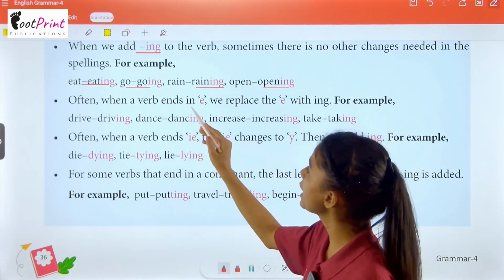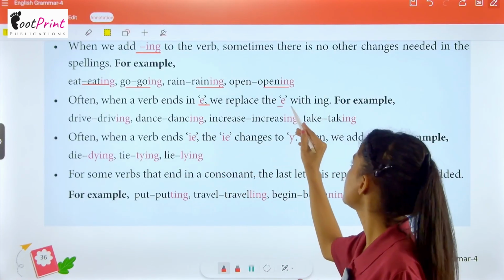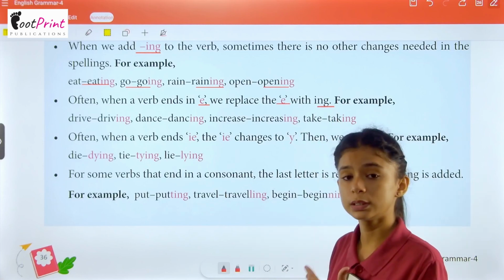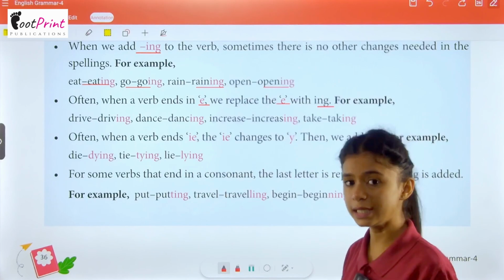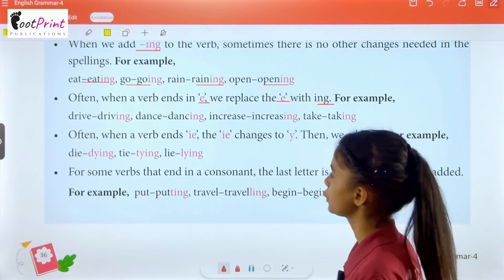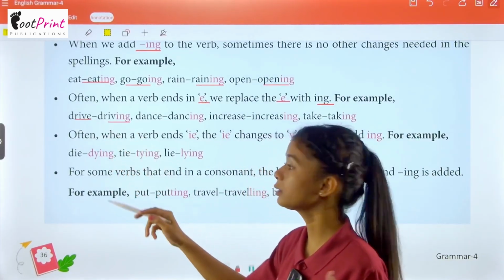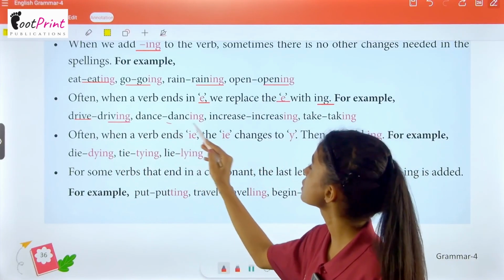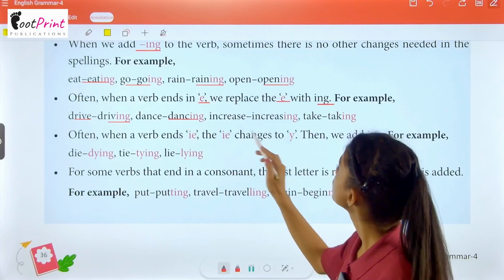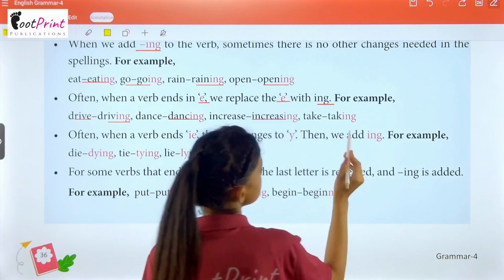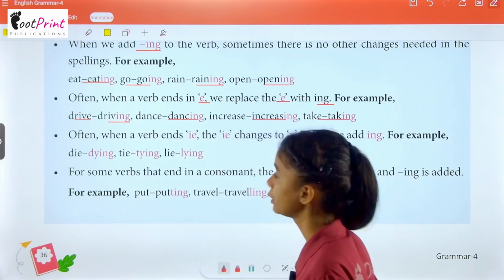Often, when a verb ends in E, we replace the E with ing. When the verb is ending with the letter E, we will remove the E. For example, drive, it becomes driving, E is removed. Dance, dancing, E is removed. Increase, increasing. Take, taking. Same way, okay?